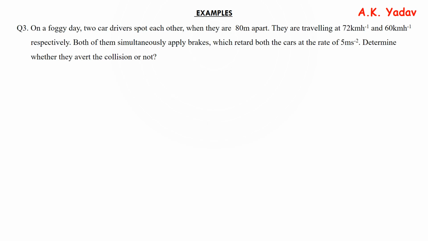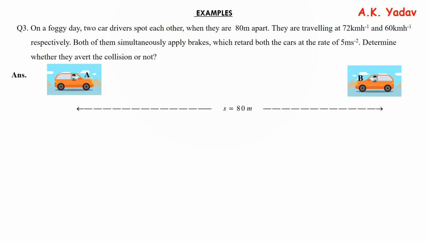Example number 3. On a foggy day, two car drivers spot each other when they are 80 meter apart. They are traveling at 72 and 60 km per hour respectively. Both of them simultaneously apply brakes which retard both the cars at a rate of 5 meter per second square. Determine whether they avert the collision or not. So let us visualize it. This is A, this is B, the distance is 80 meter.